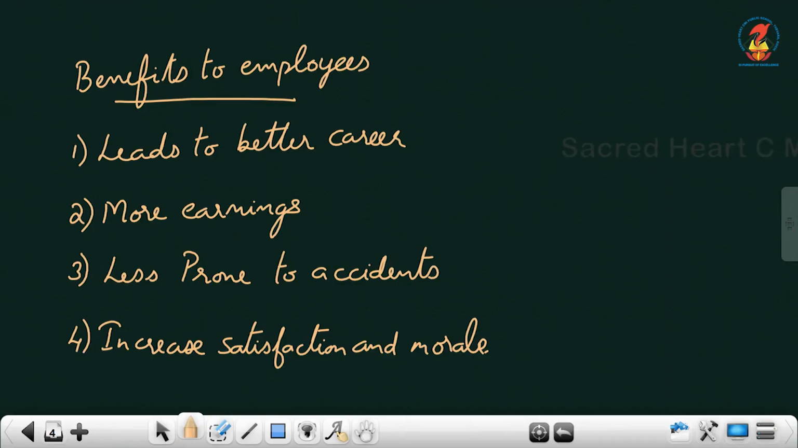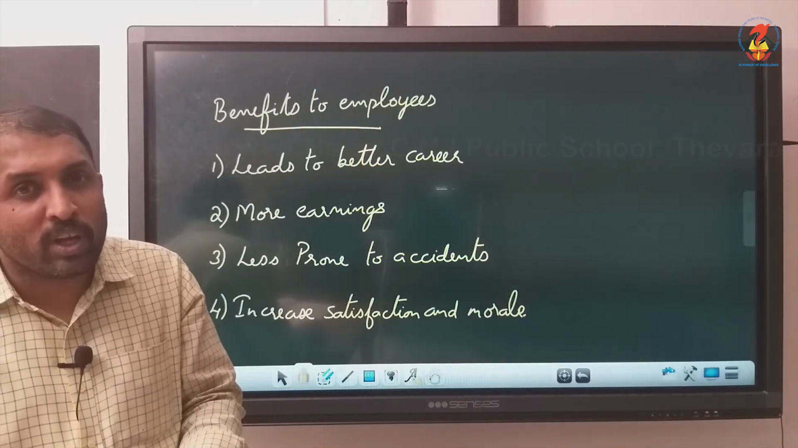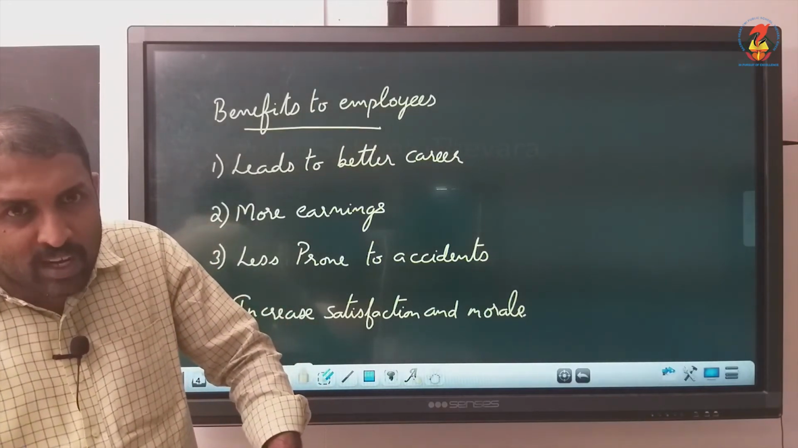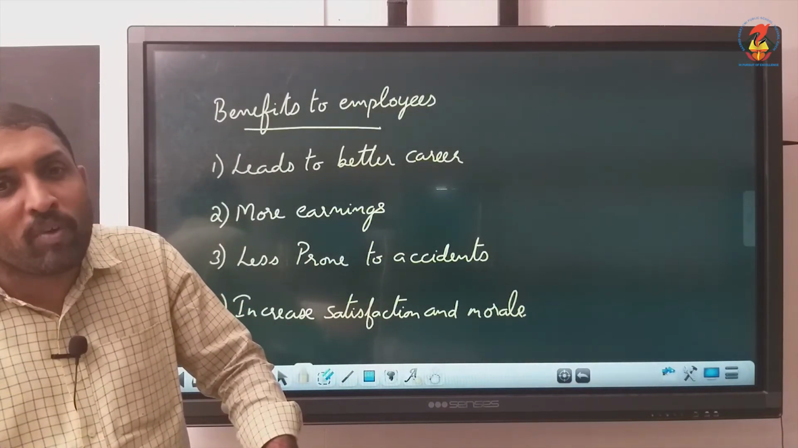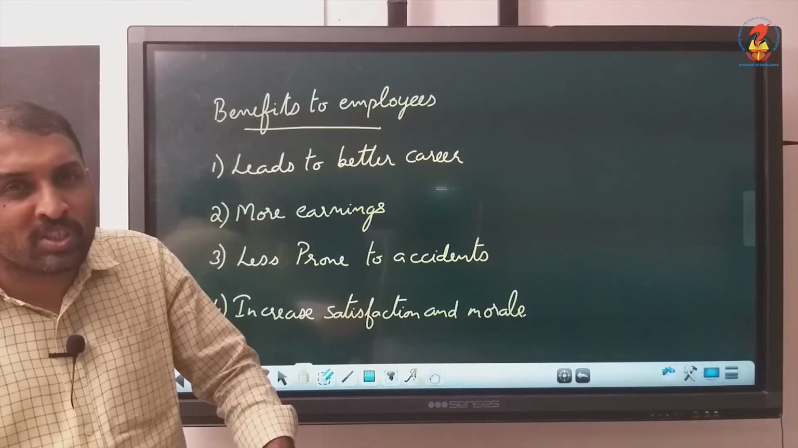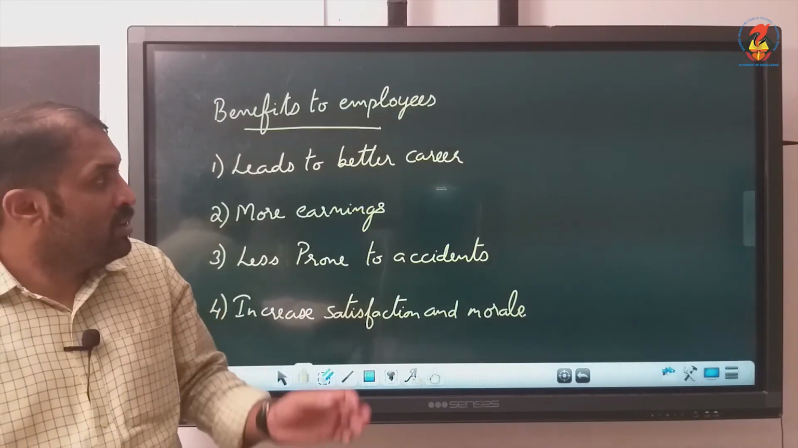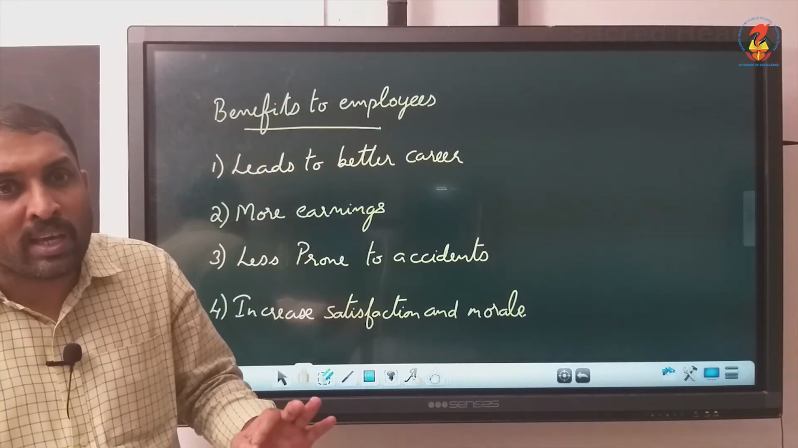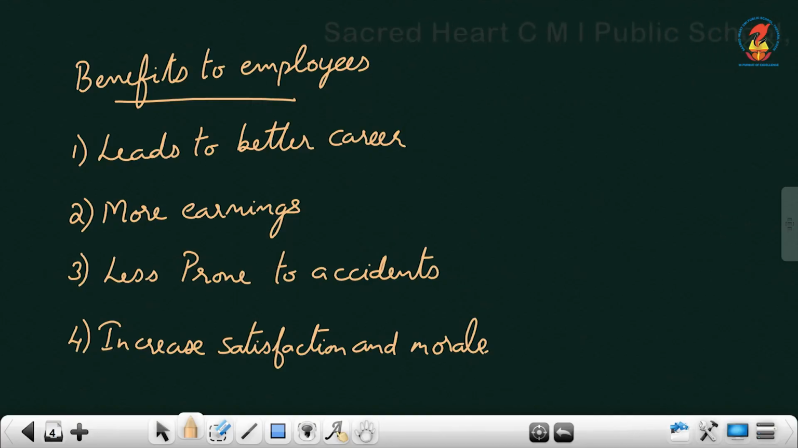Second one is connected with that: more earnings. When employees are well versed with the job, there is every chance they can produce more, and their productivity increases. If it is a piece rate system, they will be able to produce more and as a result get more money. Even if it is not a piece rate system, if an employee is performing better, they can be promoted to better positions, which will benefit them with better pay. Either way, an employee can get more earnings when he has undergone training.